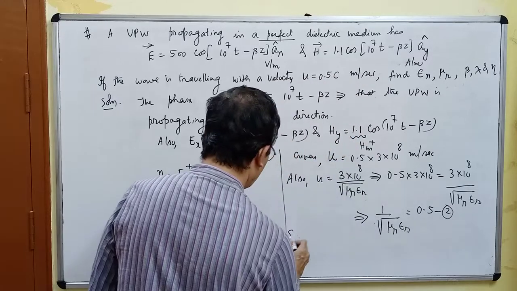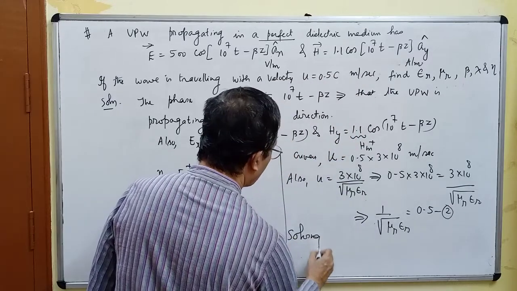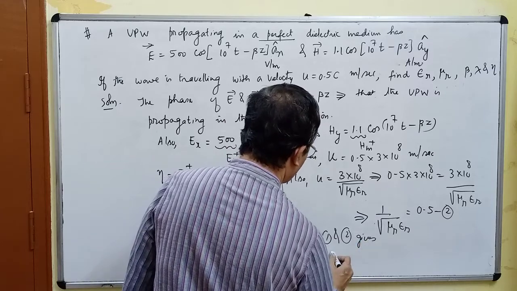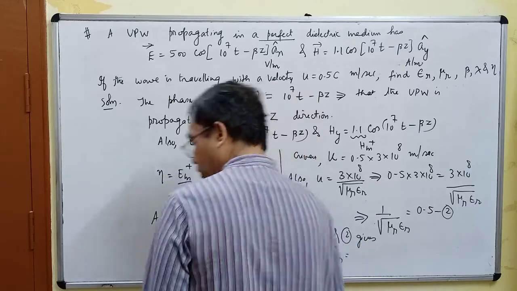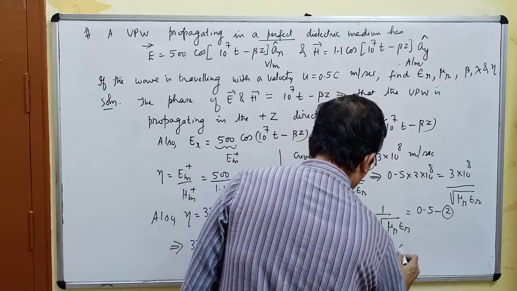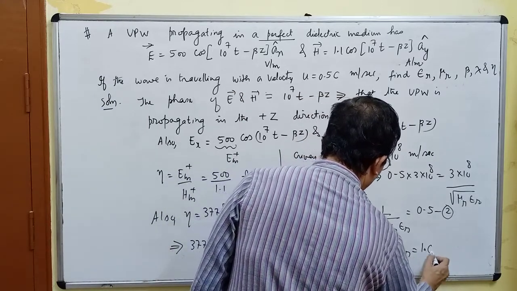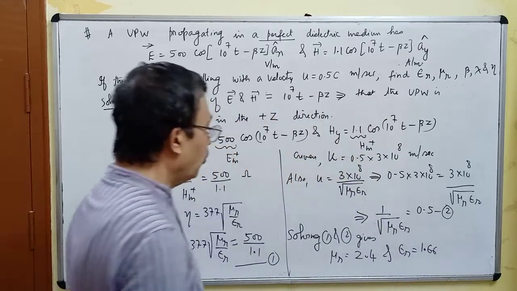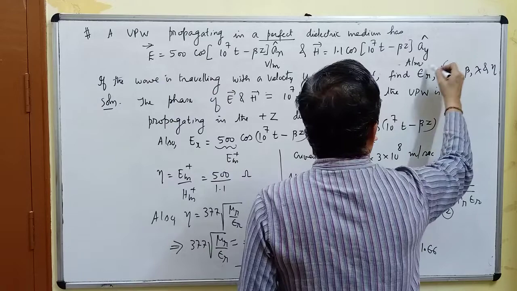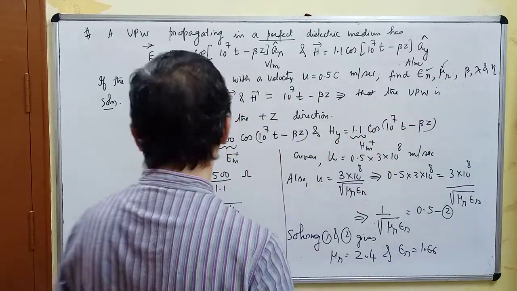Equation 2. Solving 1 and 2 gives mu r is equal to 2.4 and epsilon r is equal to 1.66. Please check the answers. Mu r and epsilon r are dimensionless. So mu r and epsilon r we have found. Next we have to find beta.